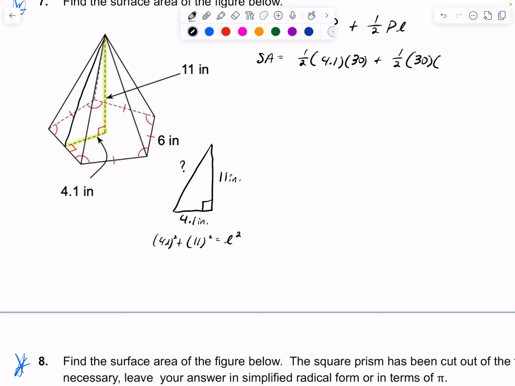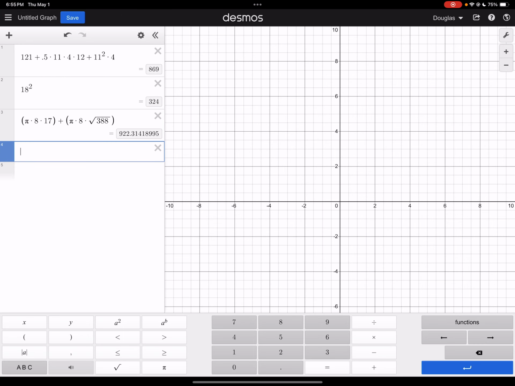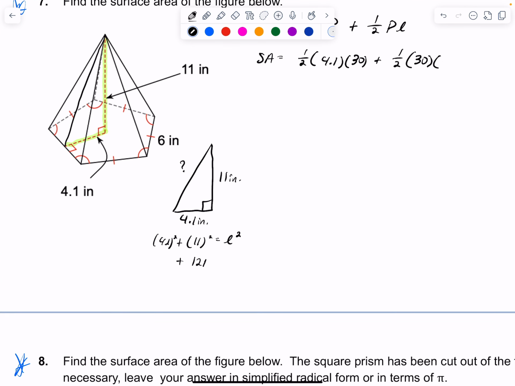I don't know 4.1 squared off the top of my head. I do know 11 squared is 121. So we can find 4.1 squared, which is 16.81, and that's equal to our slant height squared. So adding those together is going to give us 137.81. So again, like I did before, I'm just going to write slant height is the square root of 137.81. I know it looks like I've rounded, but I have not, right? Because they gave us 4.1 as our apothem.